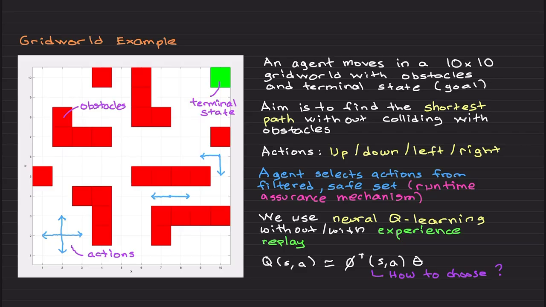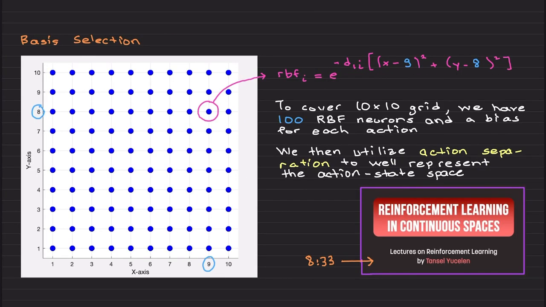Previously, we only had one state, x, so we were choosing radial basis functions. But now, since we have a two-dimensional environment, how are we going to choose this basis or features for the neural network approximation? Let me discuss this. Each blue dot represents a radial basis function neuron. I basically place these radial basis functions all over the place to cover this 10 by 10 grid.